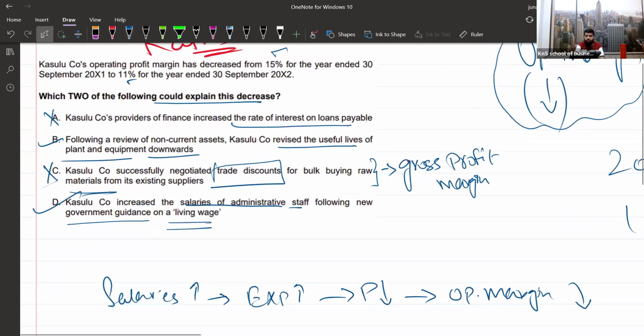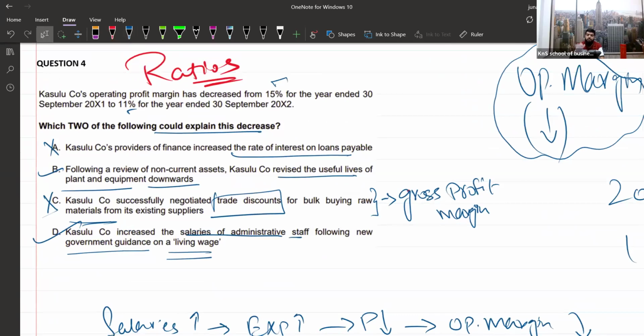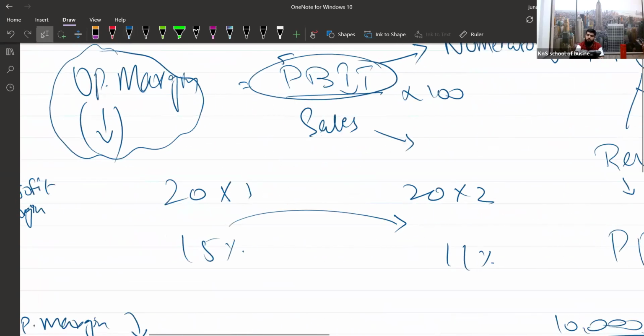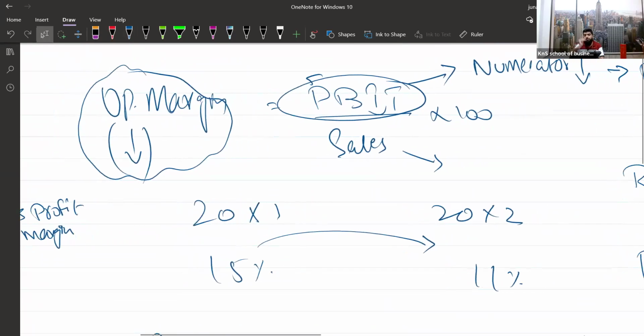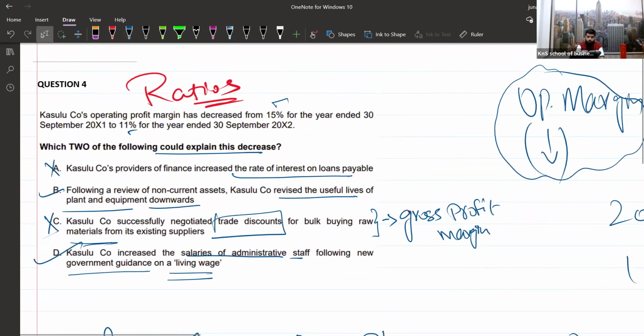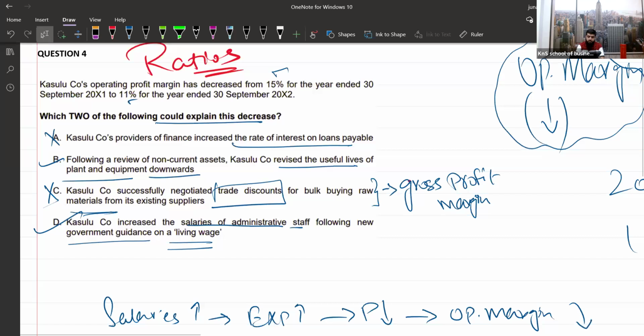Always remember, whenever you are asked to account for the increase or decrease, you just need to play with the numerator and the denominator. If you want to increase the ratio, so it means the profit will be increasing. So you will find out the reason by which you can increase the amount of profit. Are you guys clear on this one?